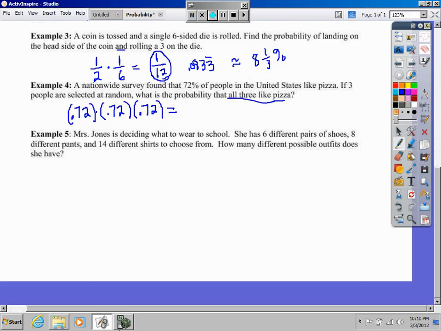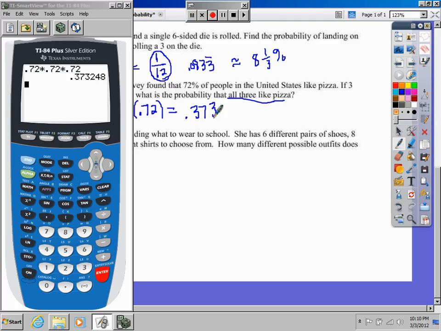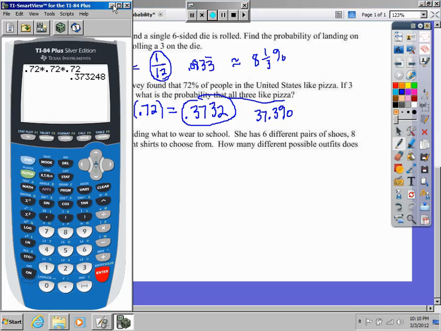So when I compute this, all I need to do is take 0.72, multiply that by 0.72, and multiply that by 0.72. This gives me my final probability, which is 0.3732, about 37.3%. So there's the decimal equivalent. The percentage chance is 37.3% that all three people would like pizza, based upon the statistics that we were given originally.